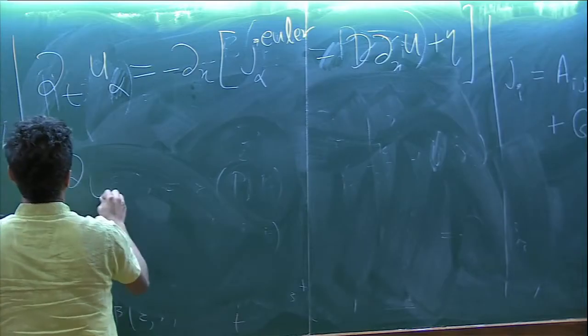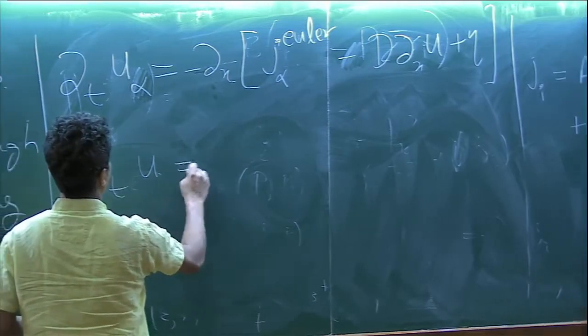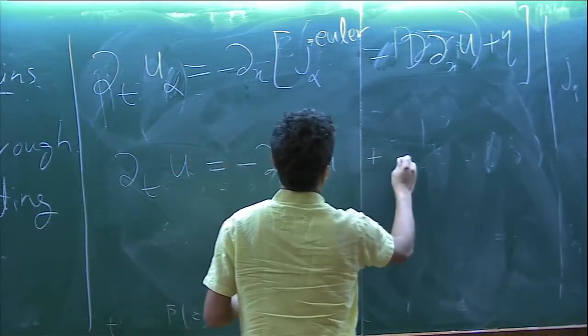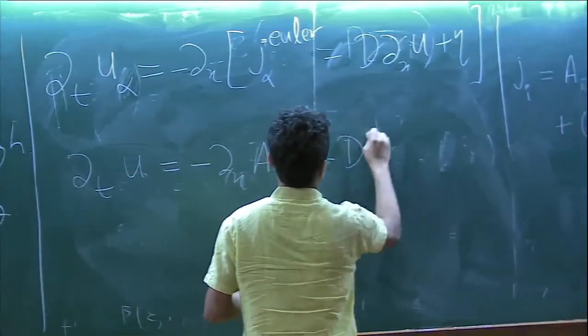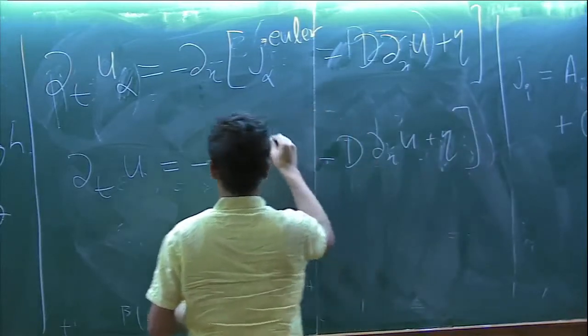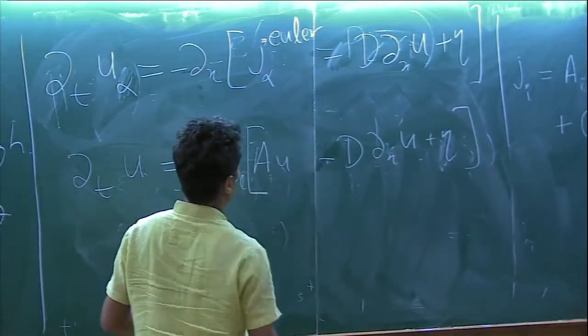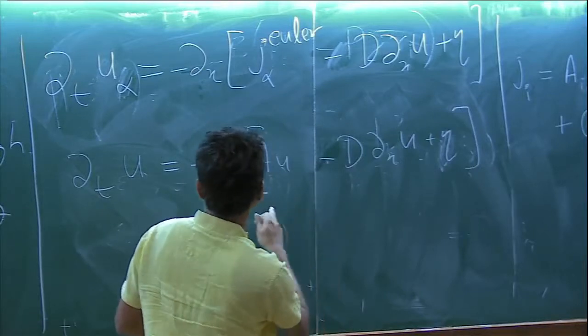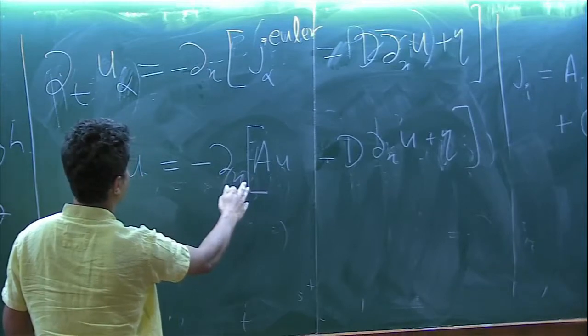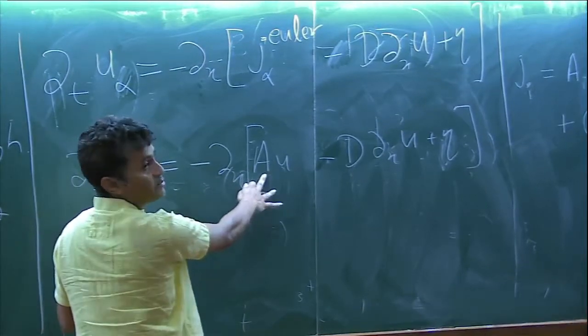Okay, so if you look at the linear equations, it has this form, plus. Okay, so I drop the g u square term. And the way one should solve it is to try to diagonalize this matrix.